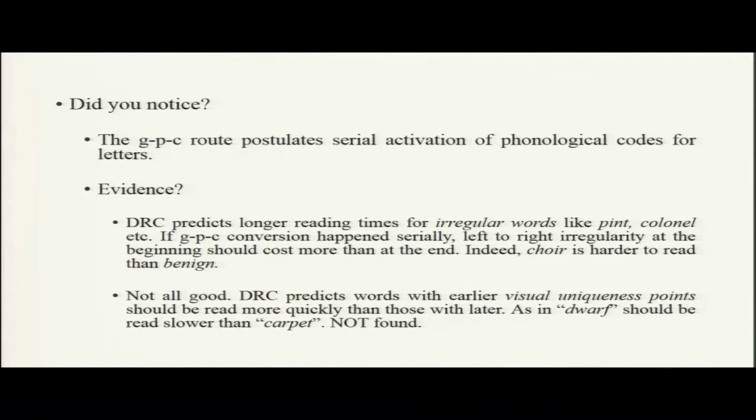Now the evidence for this is, for example, the DRC route predicts longer reading times for irregular words like pint, kernel, etc. If the GPC conversion had to happen serially, left to right, irregularity at the beginning should cost more in terms of time as compared to irregularity at the end.